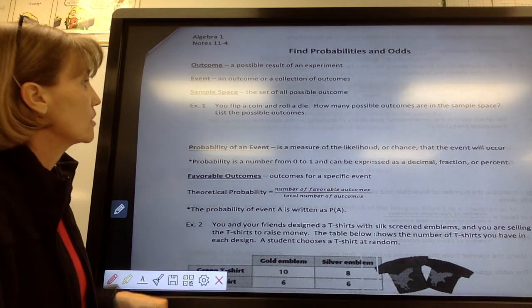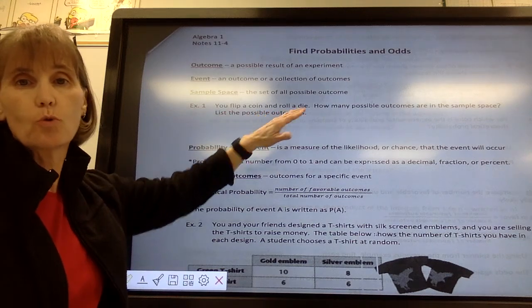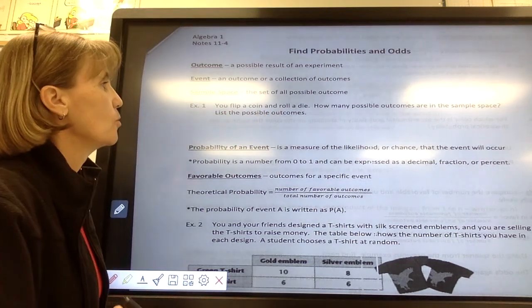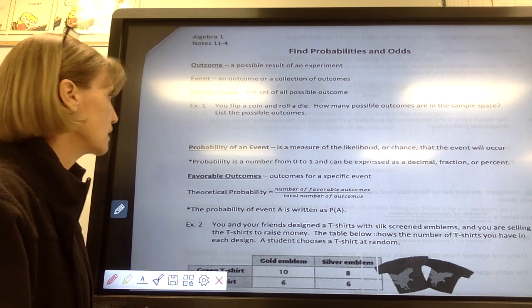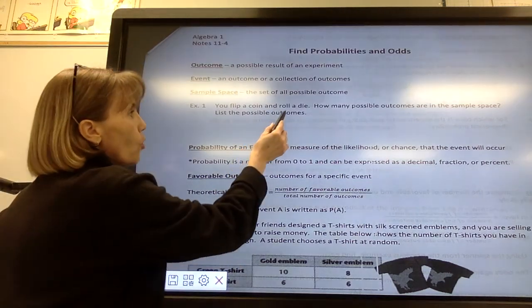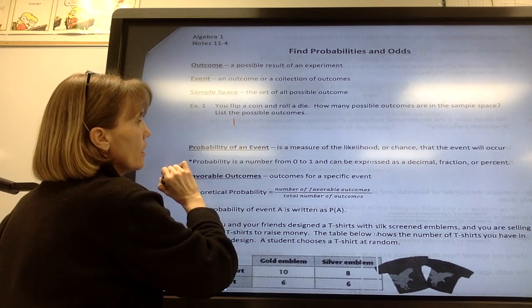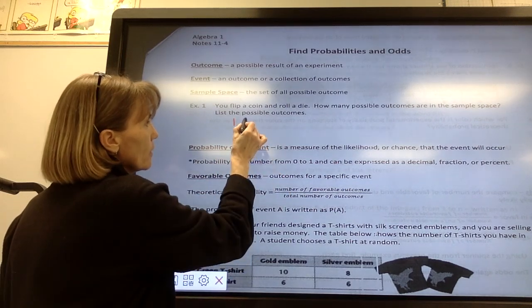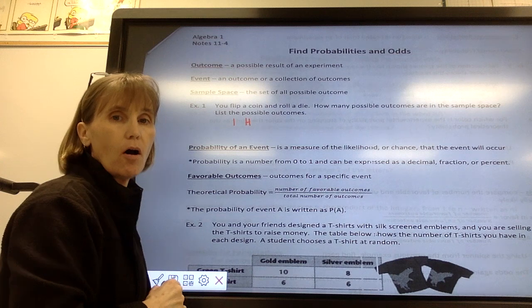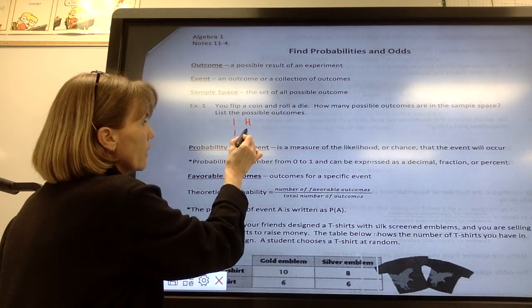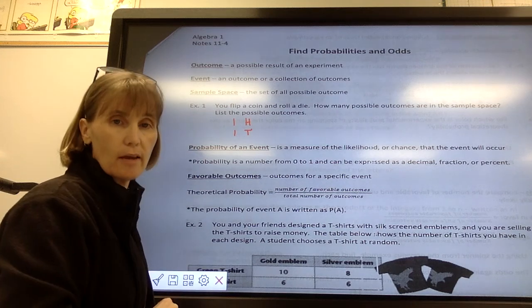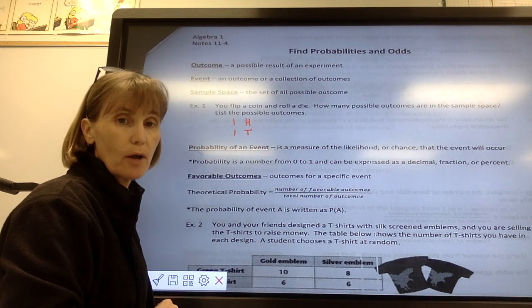For example, it says you flip a coin and you roll a die. How many possible outcomes are there in the sample space? Well, let's list them all. I could roll a 1, and then when I flip the coin, I could get heads. Or I could roll the 1 and flip the coin and get tails, right? So those are two different possible outcomes.